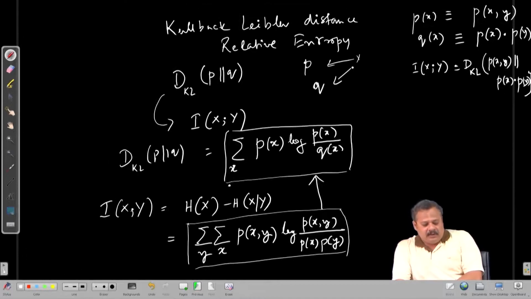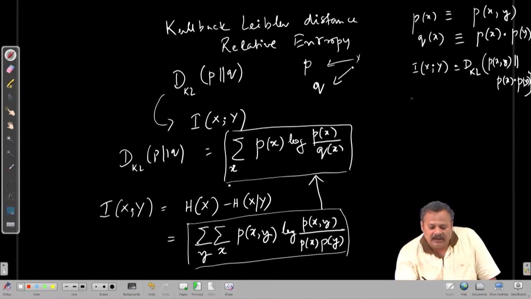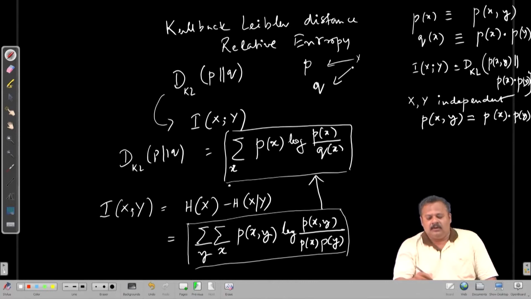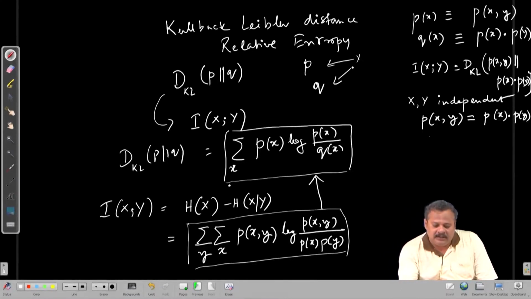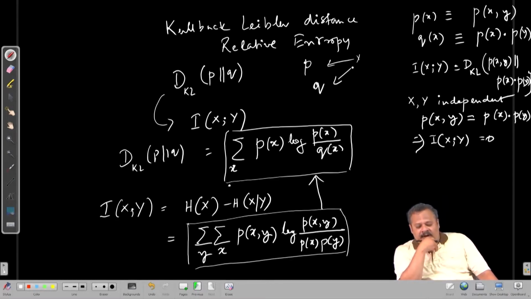So, an interesting way of looking at mutual information is how different is the joint distribution from the product of the marginals p of x and p of y. Remember that when two random variables x and y are independent, then the joint distribution p of x,y is the same as the product of the marginals p of x into p of y. And in that case, the mutual information I of x,y is 0. And the more different the joint distribution is from the product of the marginals, the mutual information keeps on increasing.